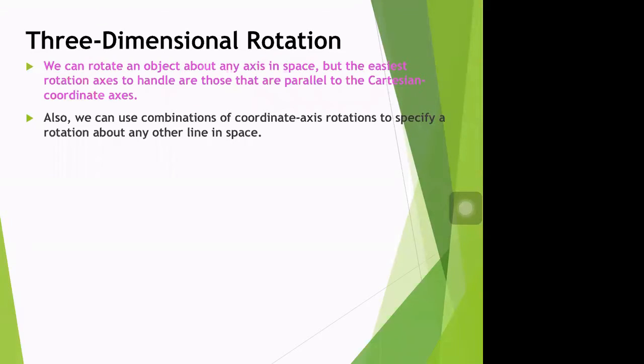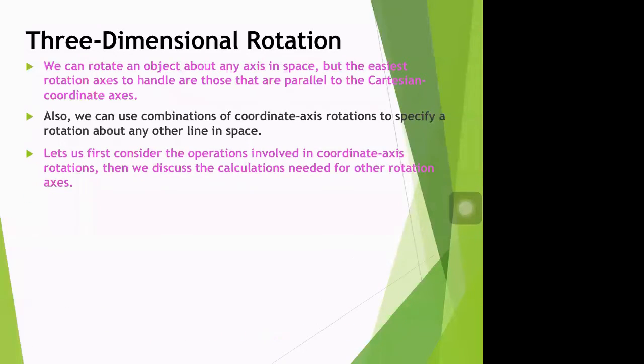Also, we can use the combination of coordinate axis rotation to specify a rotation about any other line in space. We are going to learn this further, but currently, as this is a little complicated, let us first consider the easy one, that is rotating with respect to your coordinate axis. Let us learn that first, and then we will start calculating with respect to the other axis.